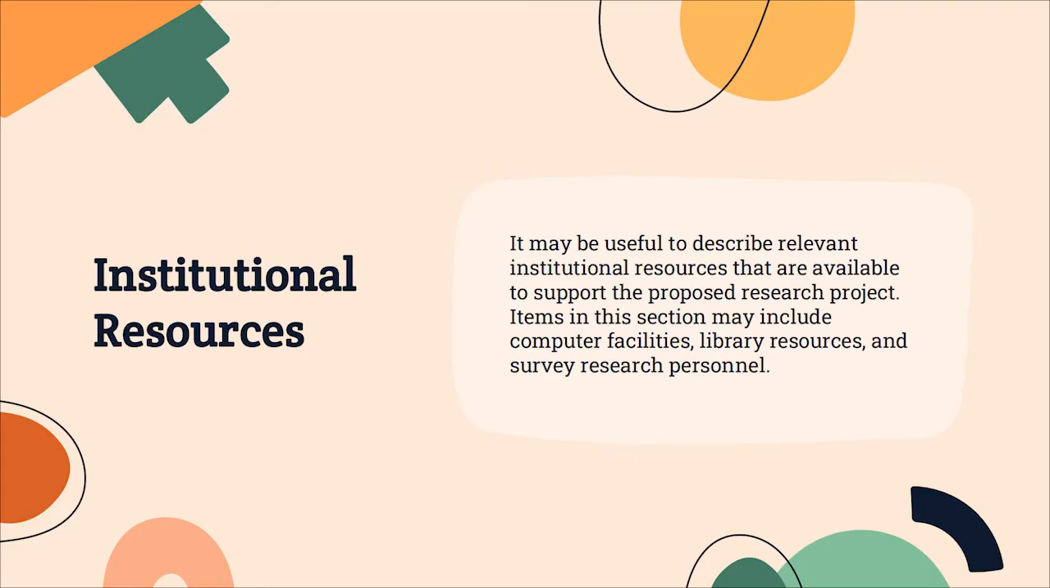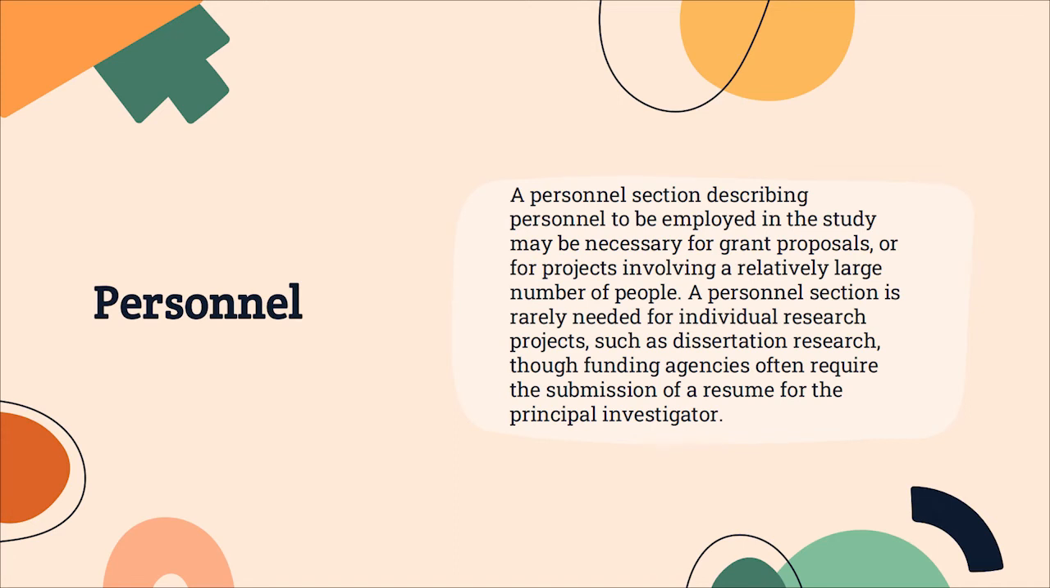Institutional resources. It may be useful to describe relevant institutional resources that are available to support the proposed research project. Items in this section may include computer facilities, library resources, and survey research personnel. Personnel. A personnel section describing personnel to be employed in the study may be necessary for grant proposals or for projects involving a relatively large number of people.